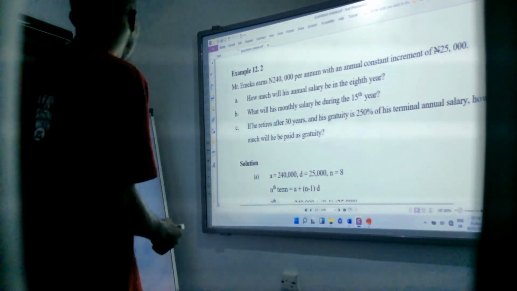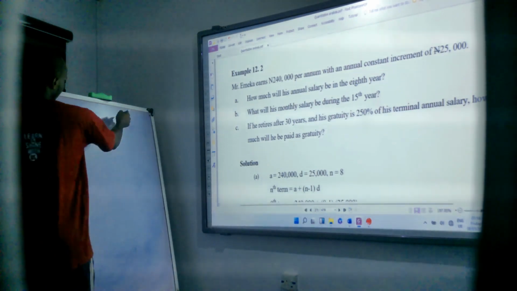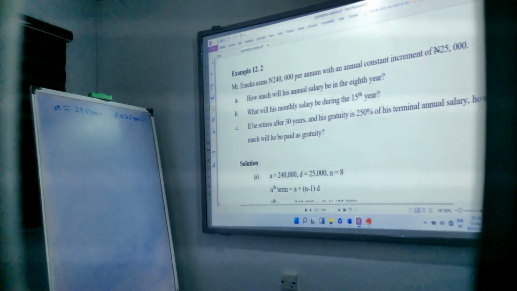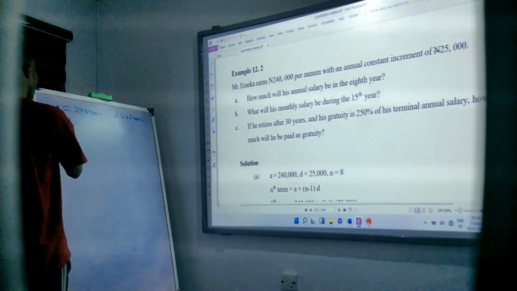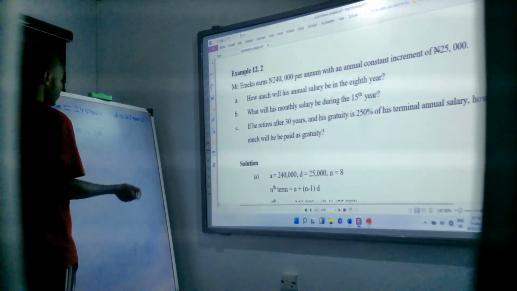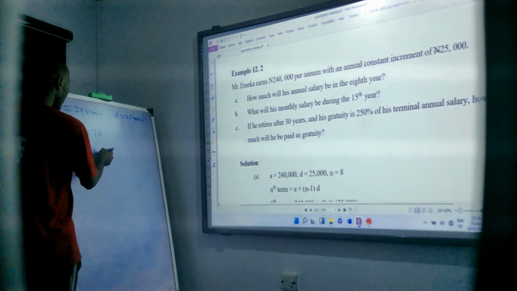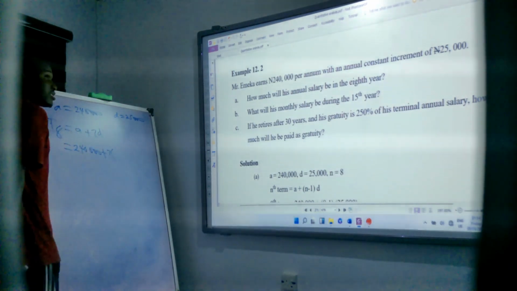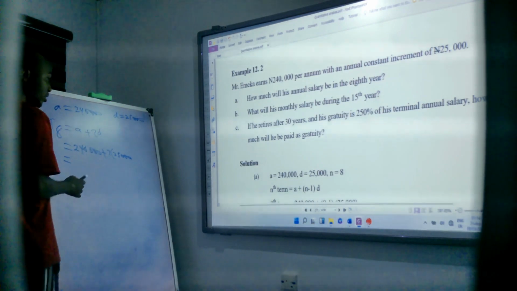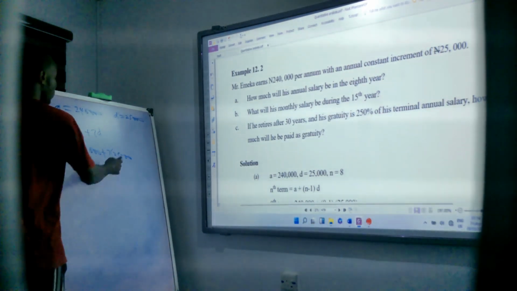It's positive. Now, how much will he earn in his 8th year? So you are looking for the 8th term. If A is 240,000 and D is 25,000, then how much will you be collecting in the 8th year? So find the 8th term. That will be A plus 7D. You know that? Yes. So that will be equal to 240,000 naira plus 7 times D. What is D? D is 25,000.